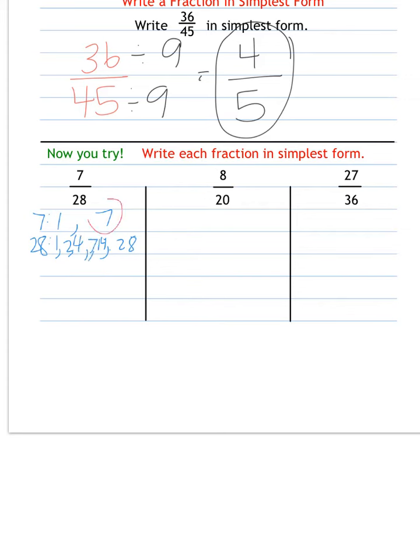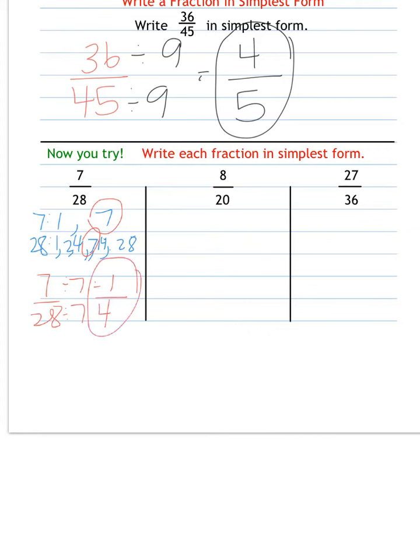And I know our greatest common factor there is 7. So we divide both the top and the bottom by 7. 7 divided by 7 equals 1. 28 divided by 7 equals 4. So that reduced is 1/4.